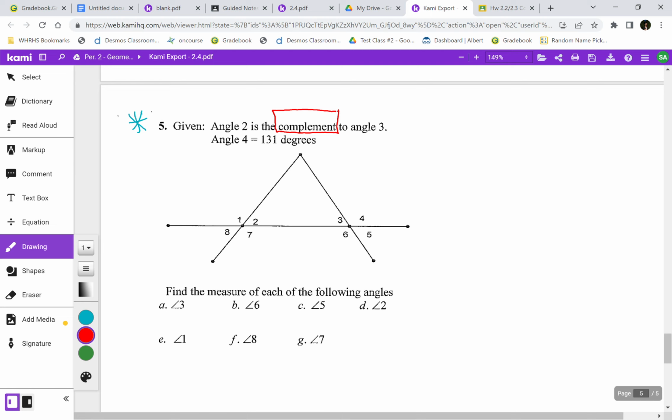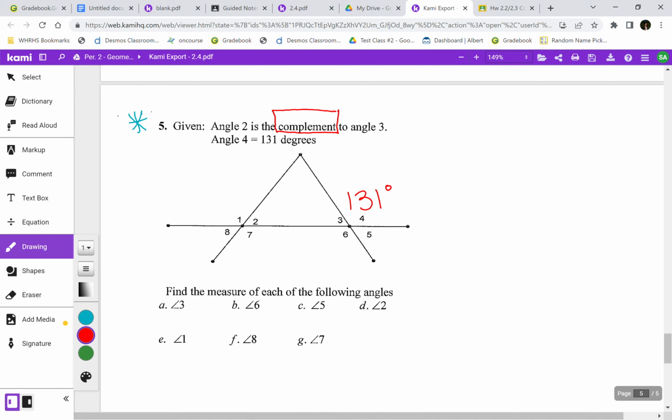Then it says angle 4 is 131 degrees. So I'm going to go here, 131 degrees. And I need to find basically all these other angles. As of right now, it says angle 2 is a complement to angle 3. Do I know angle 3? No. Do I know angle 2 right now? No. So the only angle I know is angle 4, so I'm going to work around angle 4. If I know angle 4, does anybody see a relationship between angle 4 and any of the other angles?